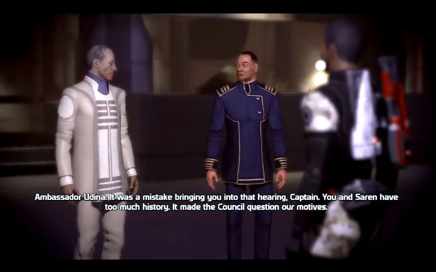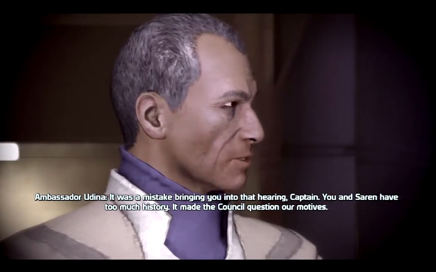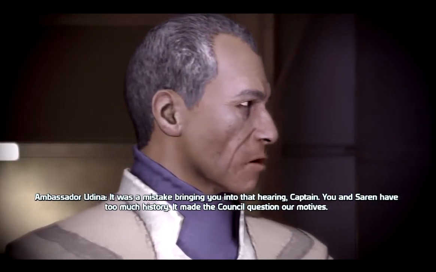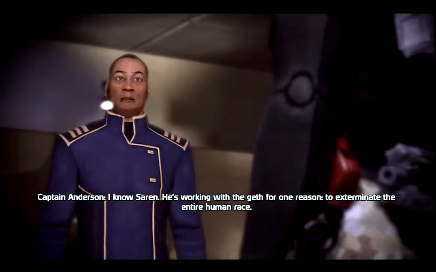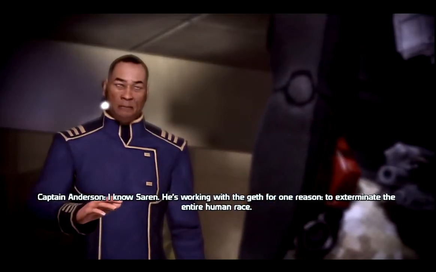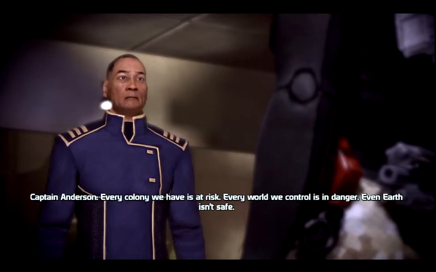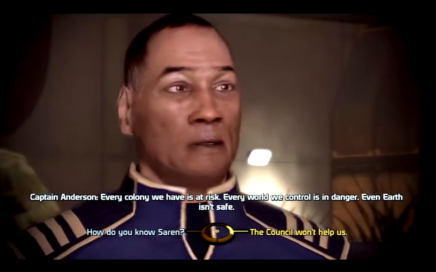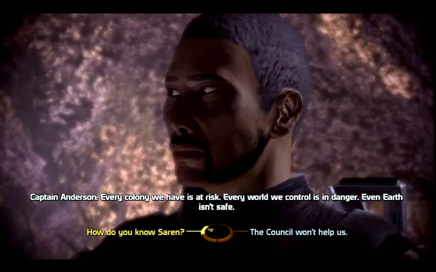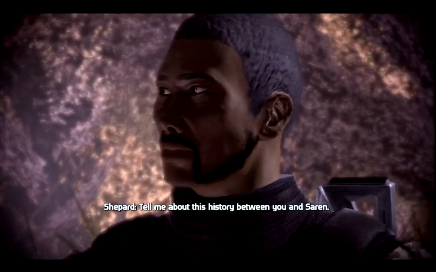It was a mistake bringing you into that hearing, Captain. You and Saren have too much history. It made the Council question our motives. I know Saren. He's working with the Geth for one reason. To exterminate the entire human race. Every colony we have is at risk. Every world we control is in danger. Even Earth isn't safe. How do you know Saren? Tell me about this history between you and Saren.